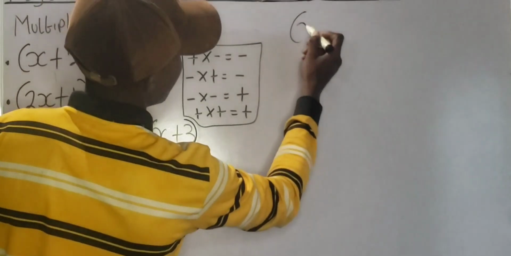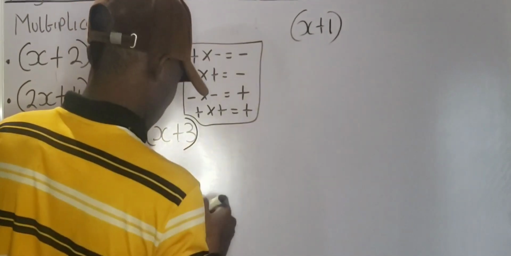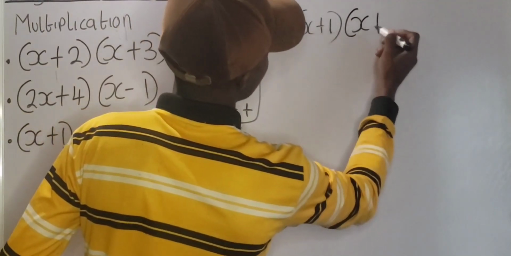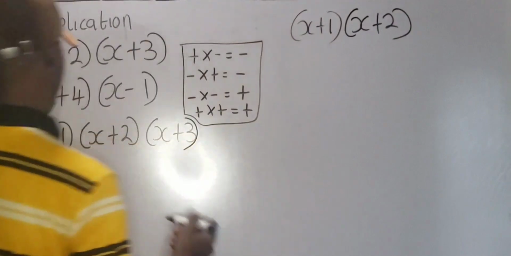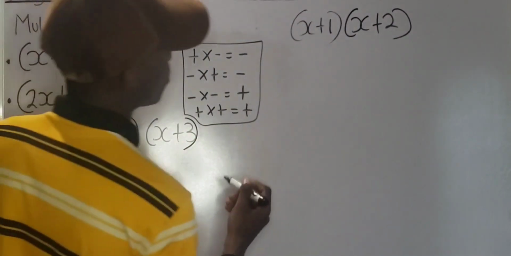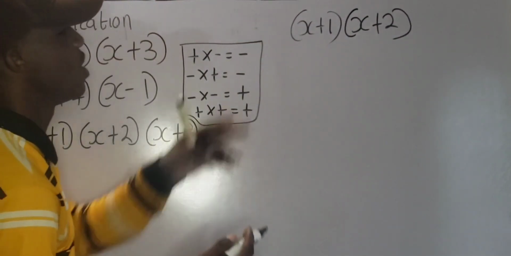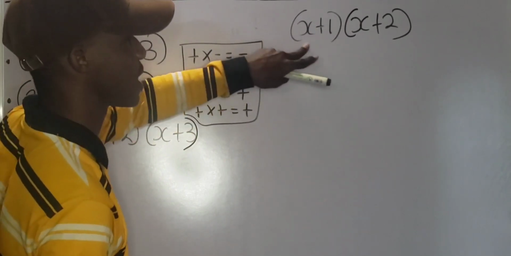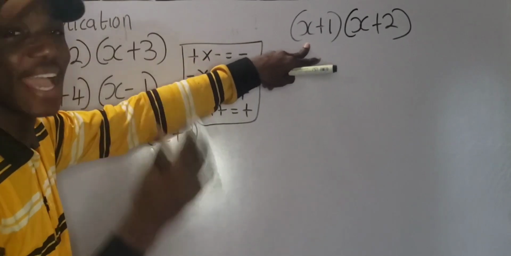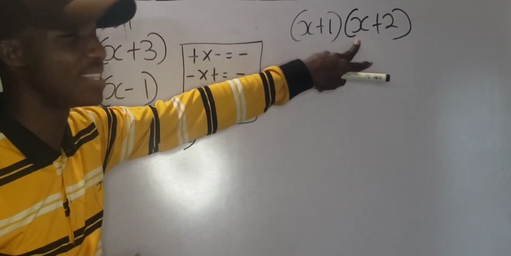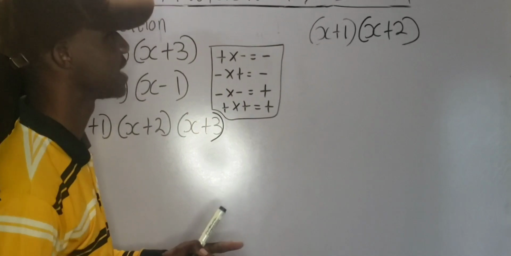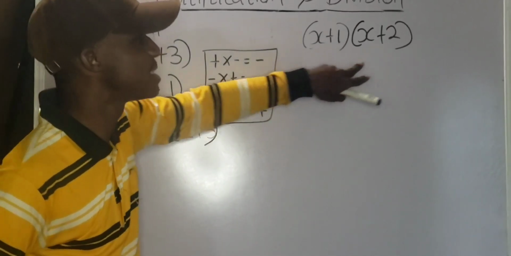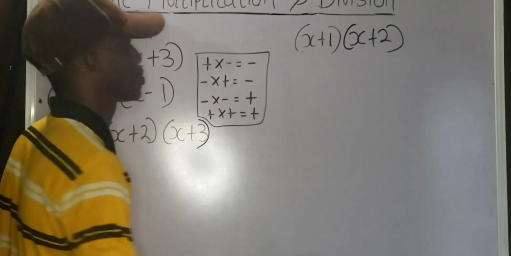So I'm going to have x plus 1 multiplied by x plus 2. Do you understand? So let's first take the product of these two. Don't forget, we are still going to use the same step. We are going to use the first part of the first bracket to multiply all the elements in the second bracket. You understand? The first element in this bracket is x. So I'm going to use x to multiply all the elements in bracket 2. You understand? So let's go.